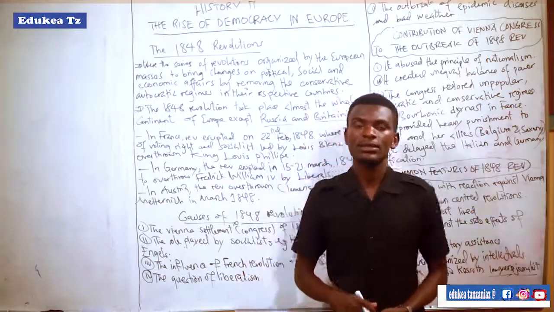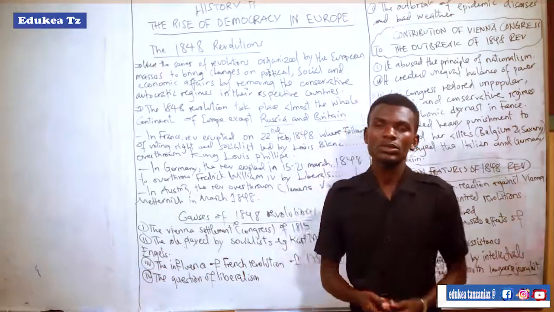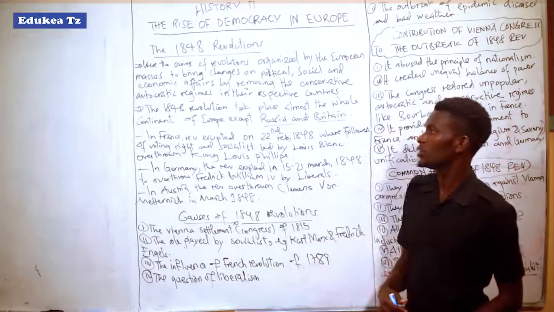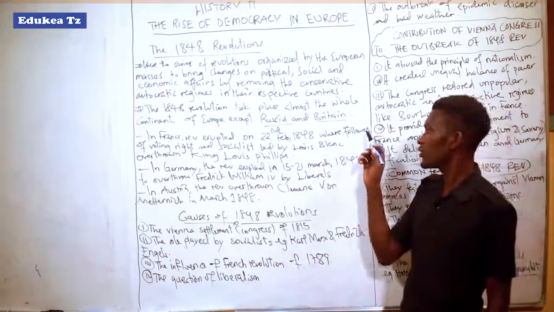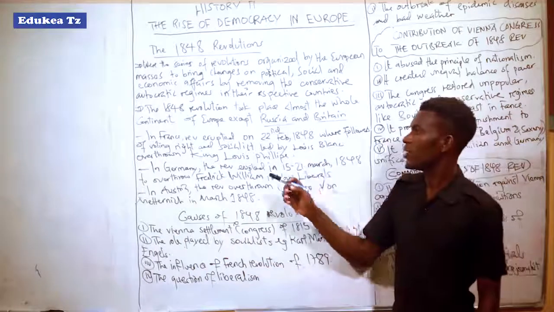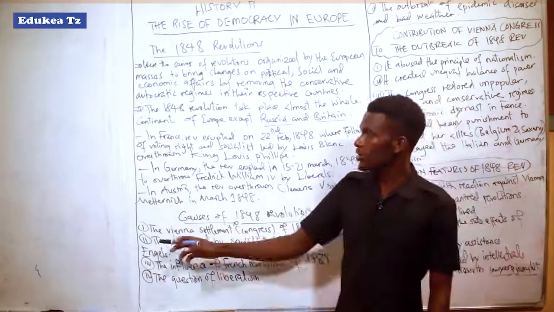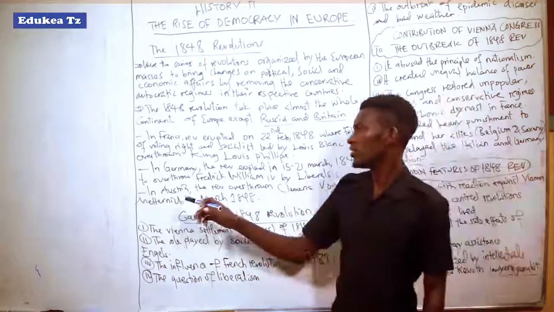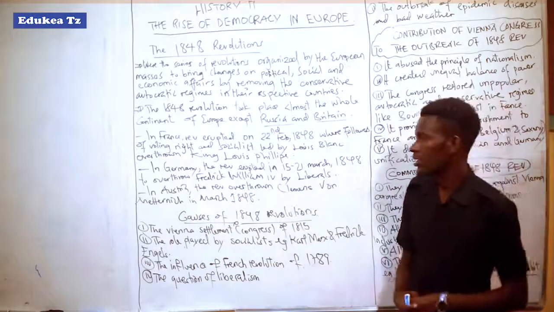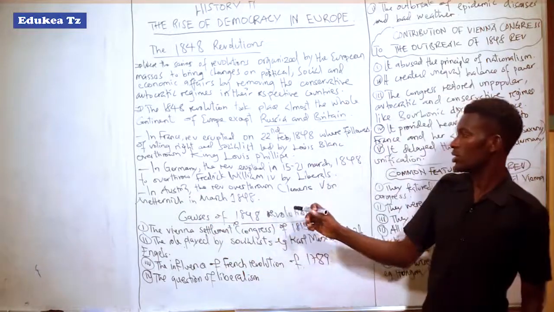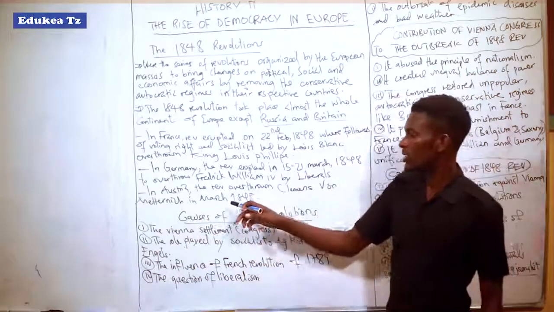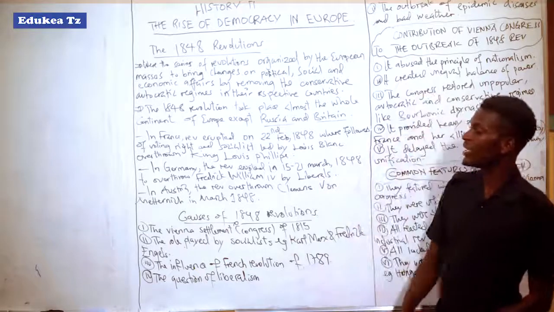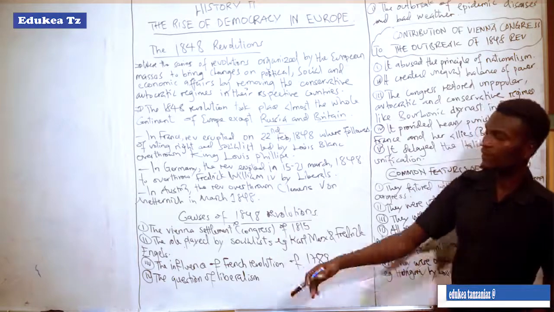It means that these 1848 revolutions took place in almost all European nations except two, Russia and Britain. Let us see. In France, revolution erupted on 22nd February 1848, where followers of voting rights and the socialists led by Louis Blanc overthrew King Louis Philippe. In Germany, the revolution erupted between 15th and 21st March 1848 to overthrow Frederick William IV. And in Austria, the revolution overthrew Clemens von Metternich in March 1848. There are many examples of these revolutions, but I have mentioned a few.